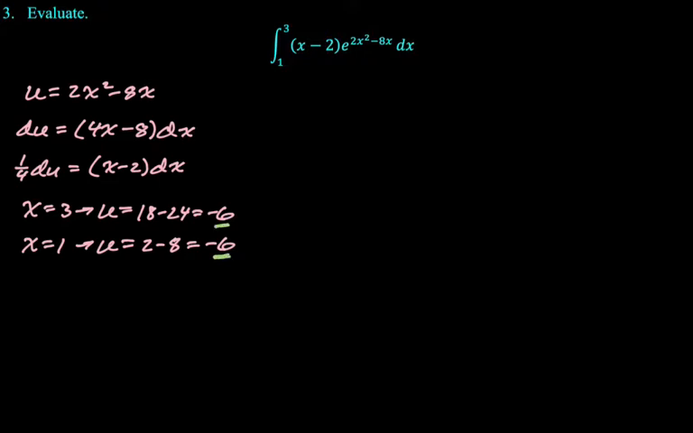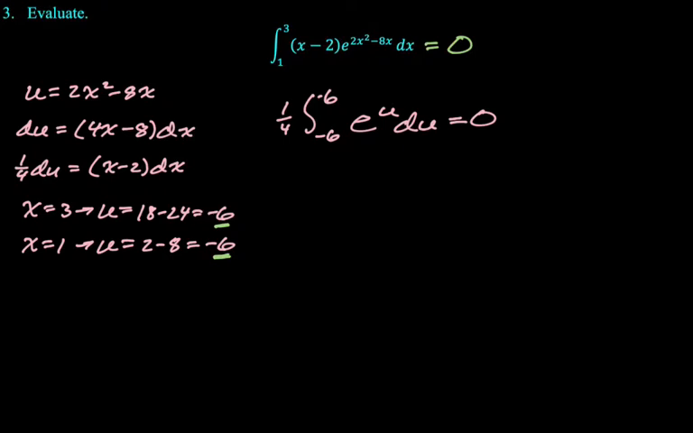So actually, if I had just changed the bounds immediately, I would have realized the integral in terms of u is just the integral from negative 6 to negative 6, which is 0. We can write out the integral, but we're still just going to get 0. So this is actually 0. I wasn't really expecting that going into this problem, but that's interesting.